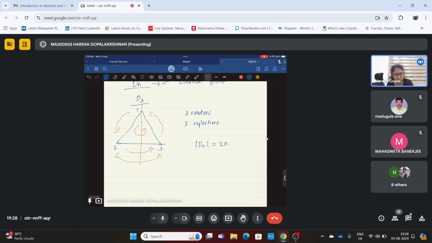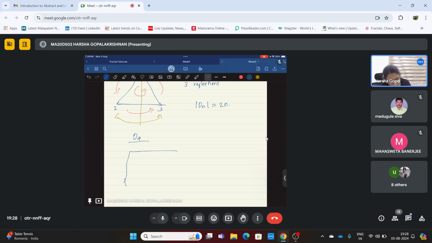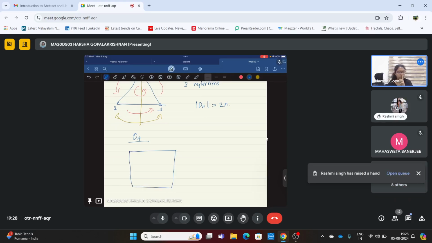Here also we can see 3 rotations and 3 reflections will be there. Now we will just see D4 also. D4 means the sides are 4, which means we will take a 4-sided square.